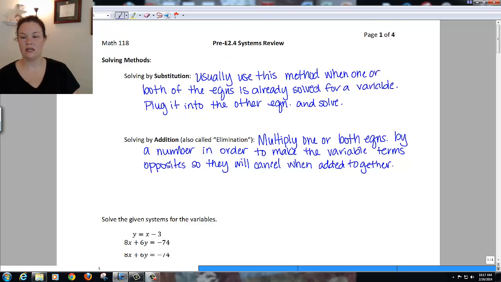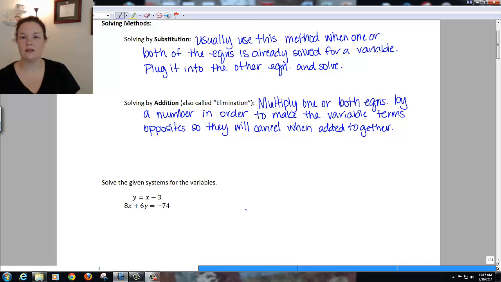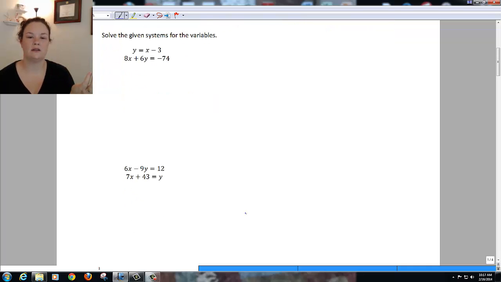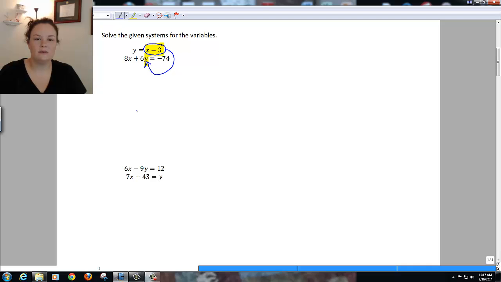Let's look at some examples. Based on what form they're in, we'll determine the best method for solving them. The first one says y is equal to x minus 3 and 8x plus 6y is equal to negative 74. Notice this one's already solved for y. So I'm going to substitute it in for y in my second equation. That gives me 8x plus 6 times x minus 3 is equal to negative 74.